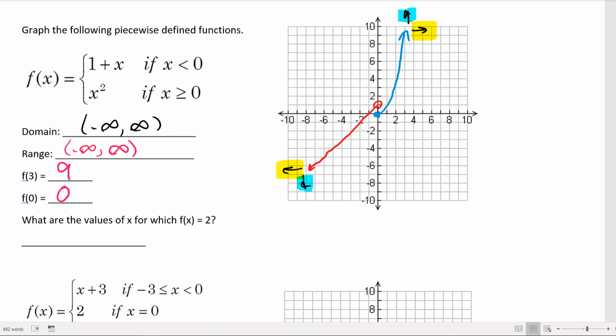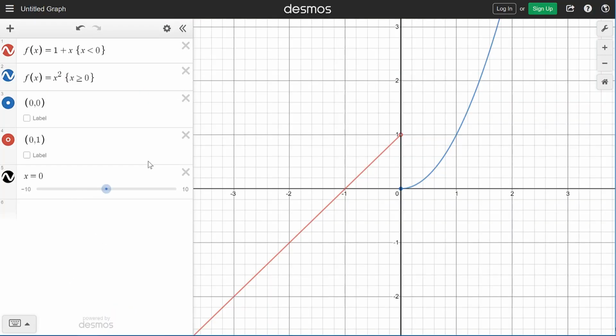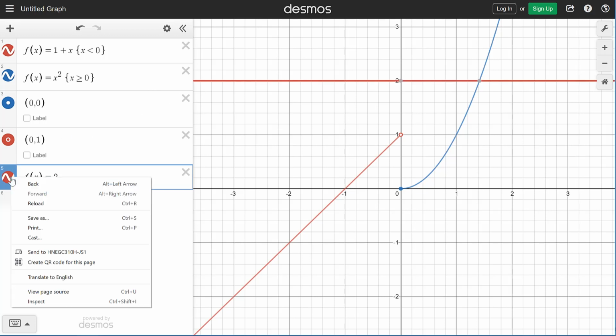What are the values of x for which f of x equals 2? So I'm going to pop back over here, I'm going to delete that out, and I'm just going to use f of x equals 2. And where that line, and I don't want it to be red, I want it to be another color.